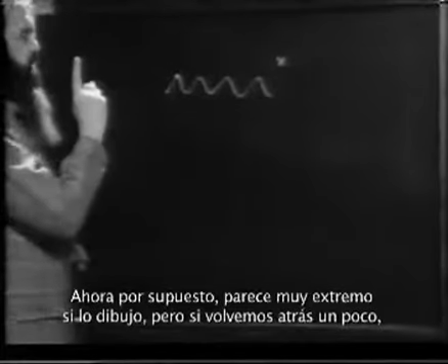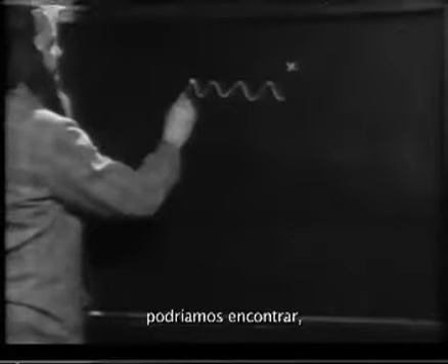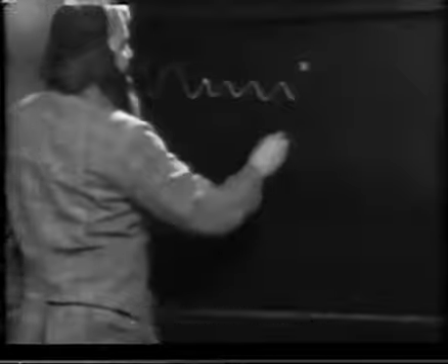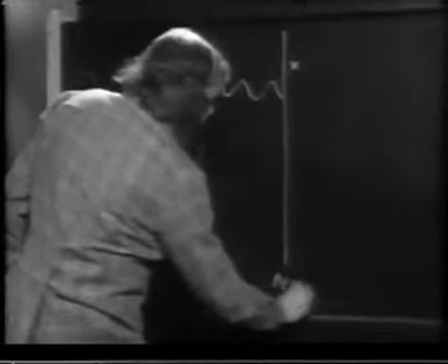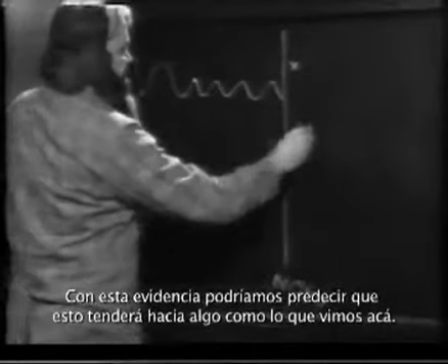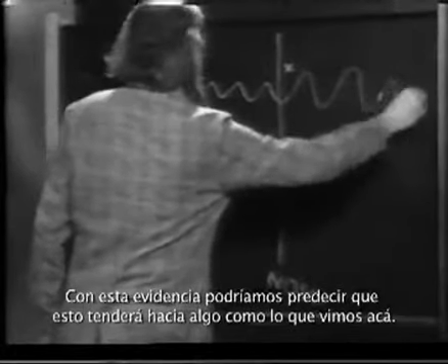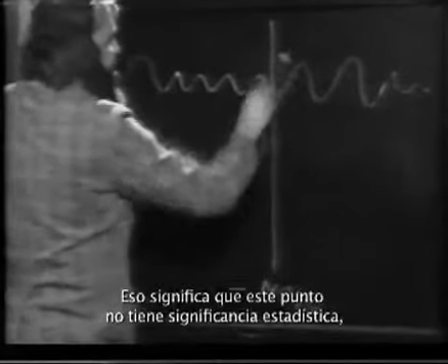Now, of course, it looks pretty extreme as I've drawn it, but if we go backwards a bit, we may find a shape like that. Now, what would you say? You would no longer say it was extreme. This is, let's say, now. So on the strength of that evidence, you might very well predict that this is going to do something like we saw here. And that means that this point has no statistical significance, that it is a chance variation.